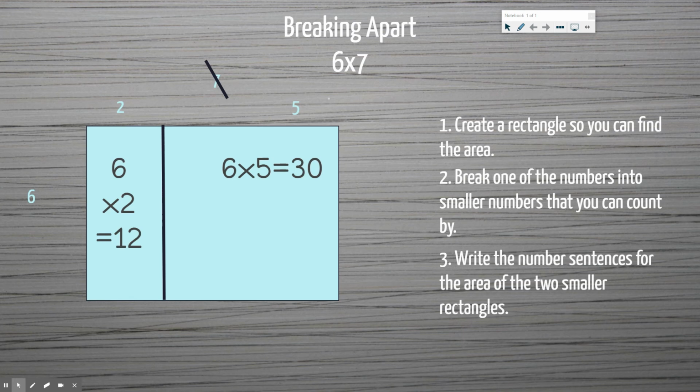I'm going to write the number sentences for the area of the 2 smaller rectangles. So the first one is 6 times 2 equals 12, and then 6 times 5 equals 30. And then finally, I'm going to add the area of the 2 rectangles together. So I have 12 plus 30 equals 42.